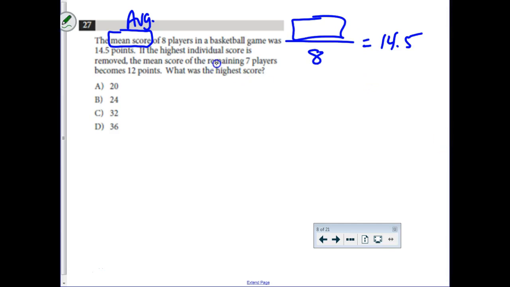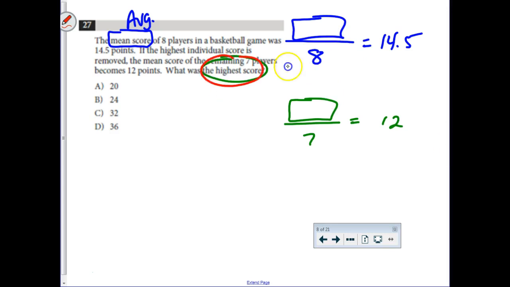Notice they didn't tell me each individual player, and that's okay. So then it says, if you take out the highest score, there's 7 players left over. If you add up all their scores and average it, the average becomes 12. Well, guys, I think if we do some quick operation work, we'll figure out how many total points, and they want to know the highest score. Well, wouldn't that just be the kid that was removed from here to here? So we can just subtract them when we're done. So multiply 14.5 times 8.